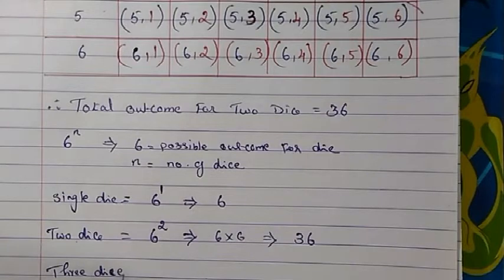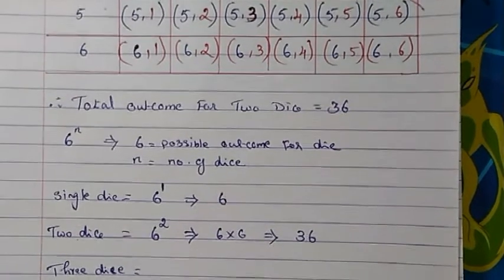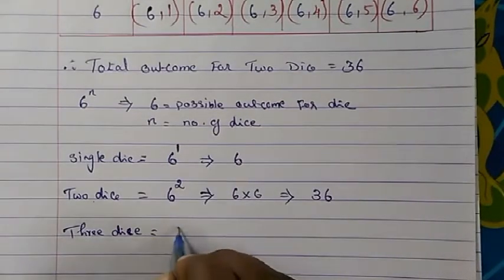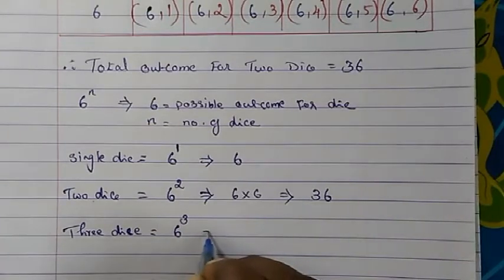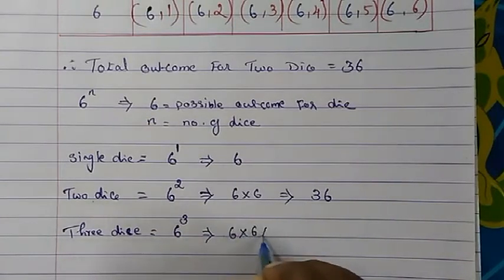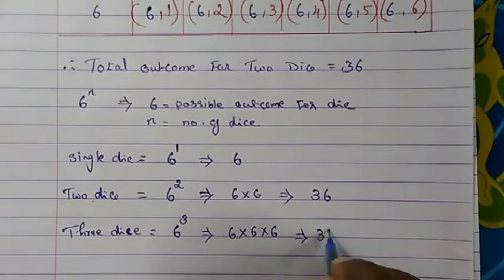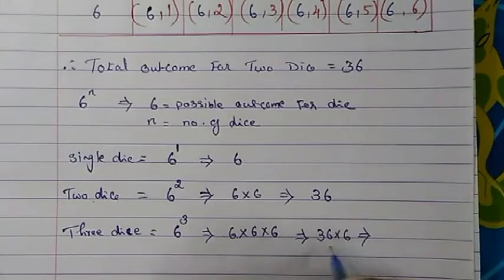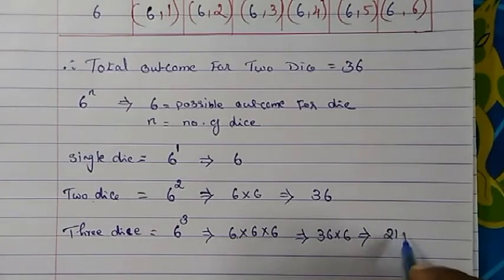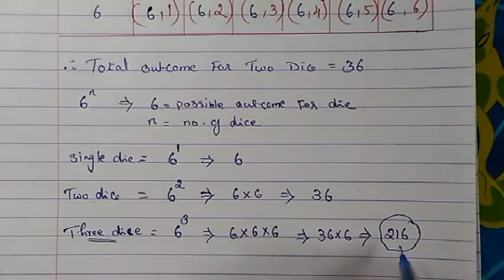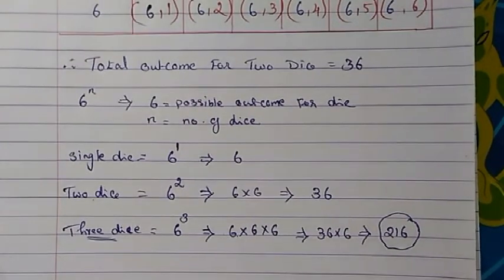And if it is 3 dice, normally you don't get a sum for 3 dice, at least in 10th standard. But still, as a shortcut, if it is asked in an objective type question, you can answer. If it is 3 dice, 6 raised to 3, that means 6 into 6 into 6. So 36 into 6 is 216. So the total outcomes for 3 dice is 216 possibilities.